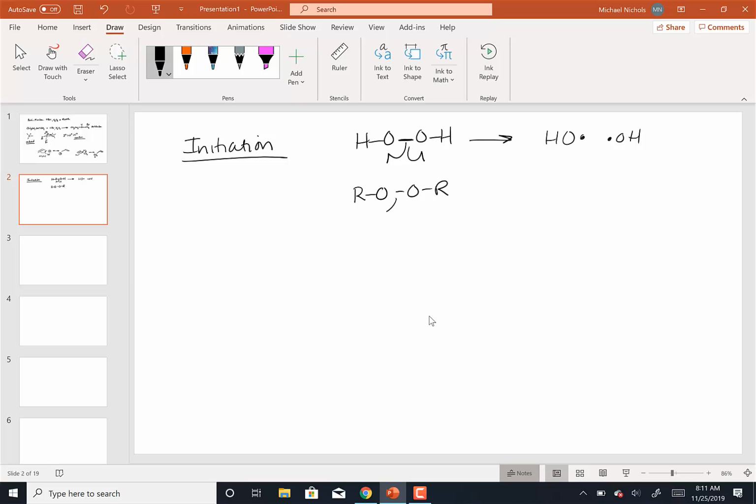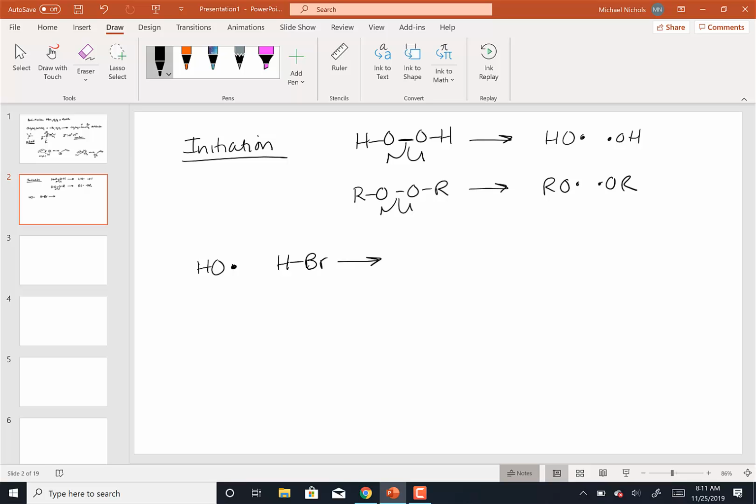The same thing would happen. We would split the oxygen-oxygen bond, and that would give us two alkoxy radicals. I'll talk about the relevance of this, like in biochemistry, at the end, but this happens all the time. So if I have a hydroxy radical, it reacts with HBr.